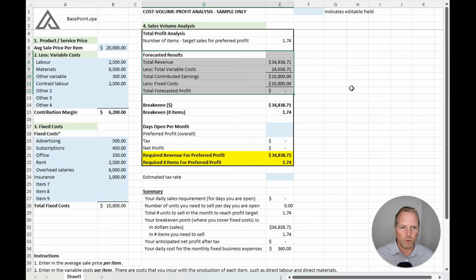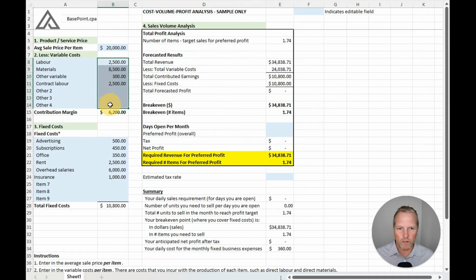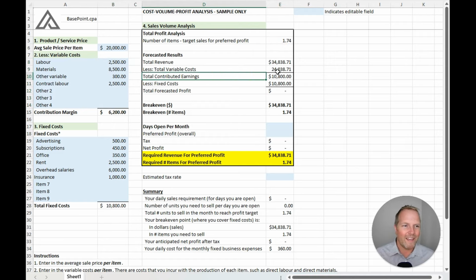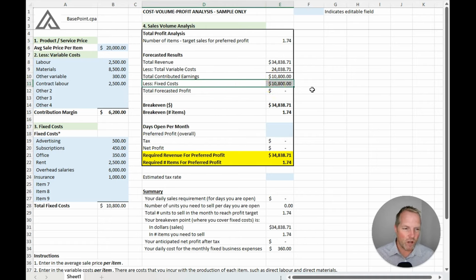So you're looking at $34,838 in revenue. Then you subtract your total variable costs, which are your variable costs over here times your 1.74 jobs. That gets you to $10,800 in contributed earnings. That's your contribution margin times the 1.74 jobs that you need to do, and then you subtract your fixed costs, the $10,800, which gets you to a total forecasted profit of 0, because 0 is your break-even point. You're basically making $0 at that point.